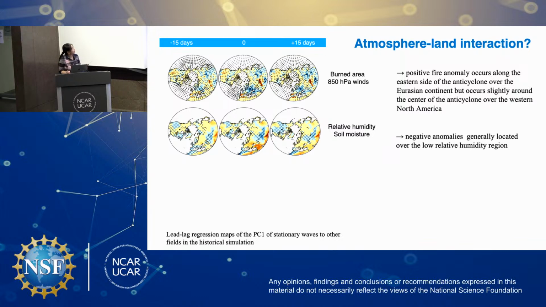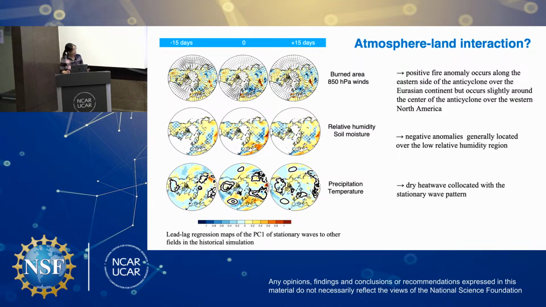So the relative humidities are the shaded. And the soil moisture here, I'm just showing the negative anomaly, which is the broad-hatching regions. So they also have the negative anomaly of relative humidities at the same locations as the fire, and also the negative anomaly of soil moisture.